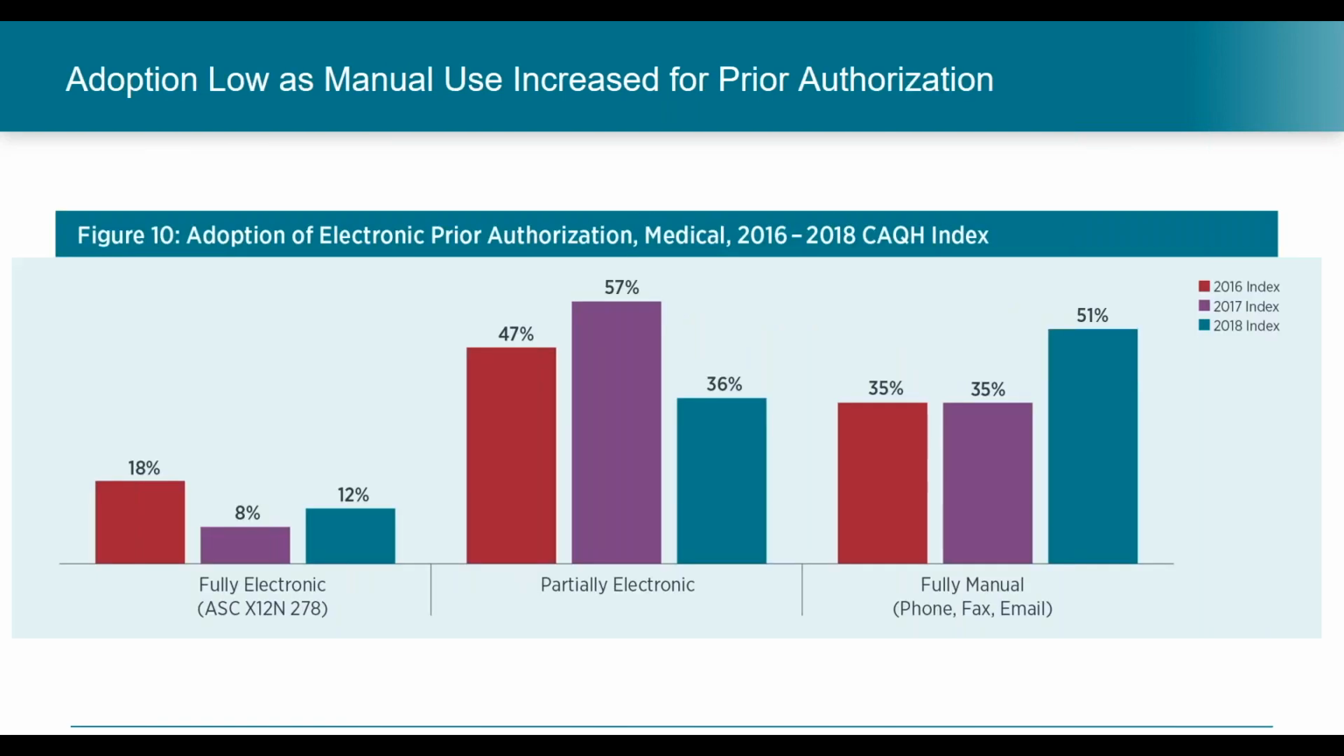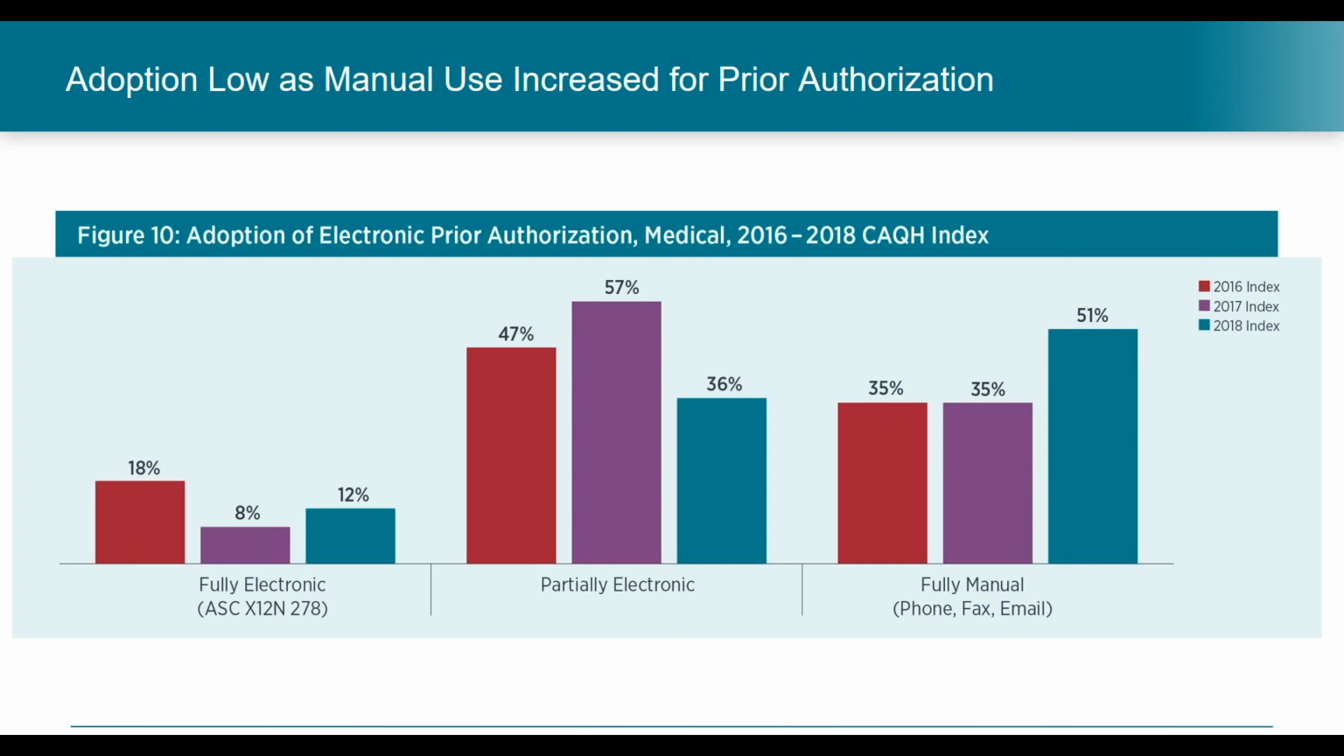It's interesting to look at the adoption for prior authorization. As I mentioned earlier, we saw an increase in adoption, but it was still relatively low. While a national standard exists for prior auth adoption, this transaction continues to trail other transactions that also have standards associated with them. We saw manual increase 16 percentage points from this year to last and is now over 51%.